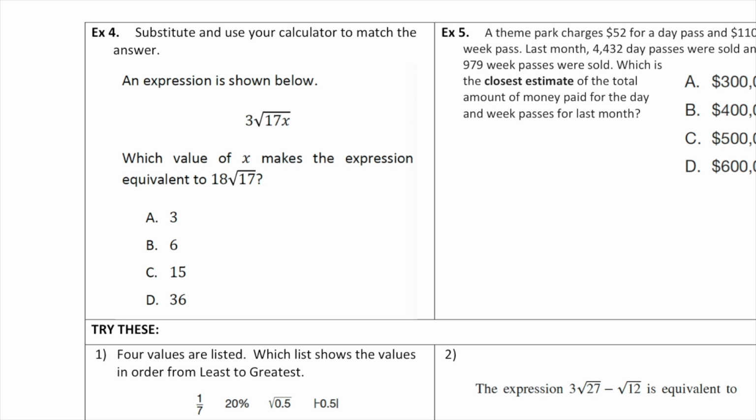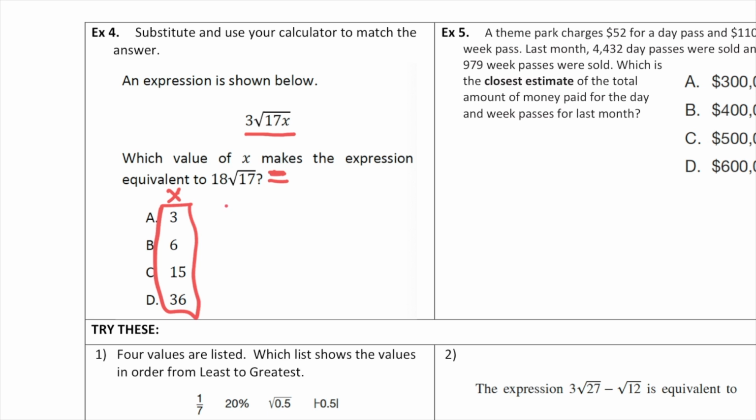For example 4, we have an expression given to us, 3 root 17 times x. We want to match the value of x that makes this expression equivalent. So it's a multiple choice question. The values that you're given here are x's. So what we'll do is perhaps make a table of values to see which one comes up to be the decimal equivalent of 18 root 17.